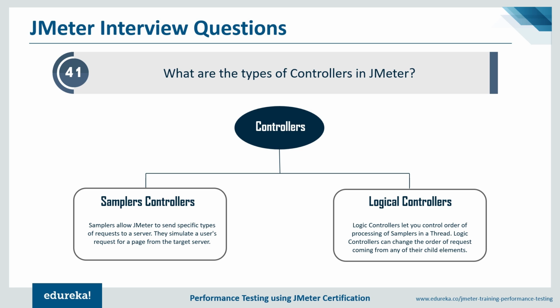The logic controllers let you control the order of processing of samplers in a thread. The logic controllers can change the order of requests coming from any of their child elements. Some examples are the ForEach controller, While controller, Loop controller, If controller, Runtime controller, Interleave controller, Throughput controller, and Run Once controller. So these were the two main types of controllers in JMeter.